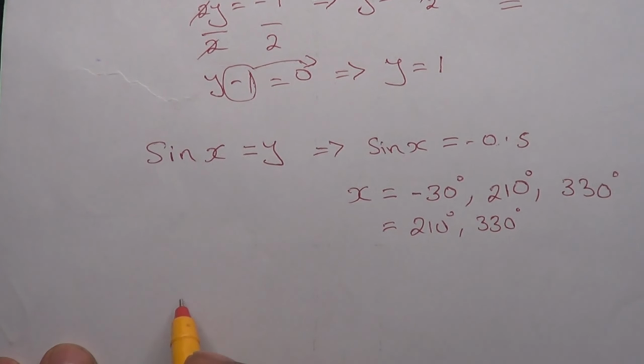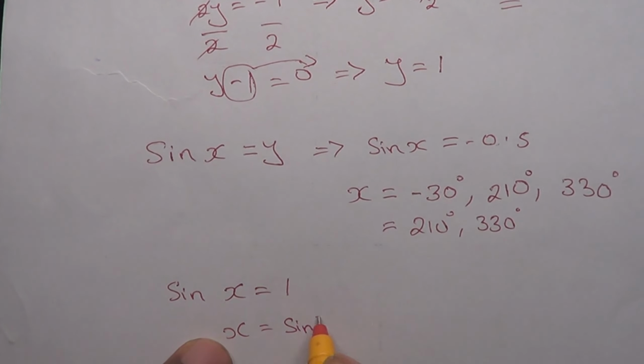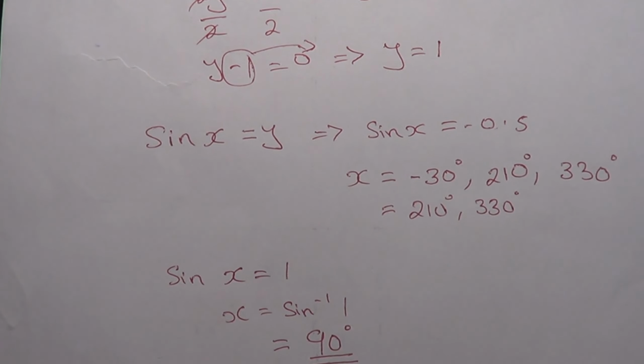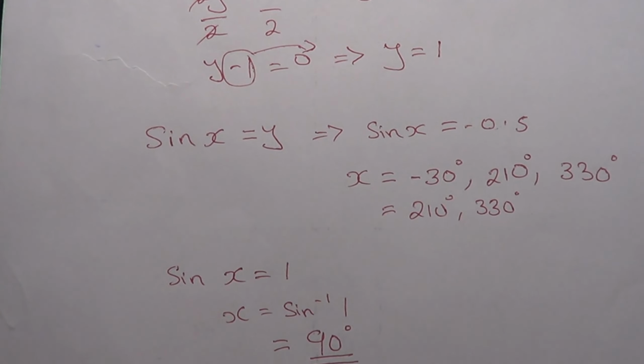Then the next one, sin x equals 1. Now x equals the sin inverse of 1, that is 90 degrees. Now x can be either 90 degrees, or 210 degrees, or 330 degrees.